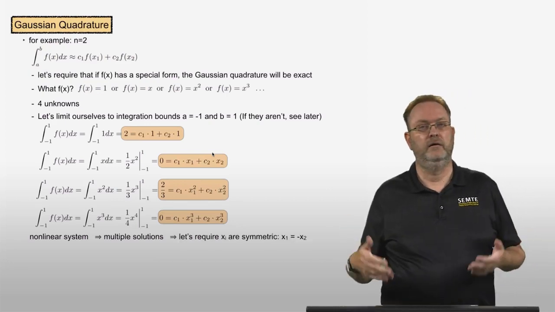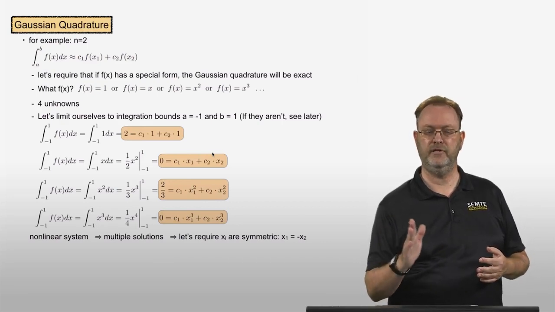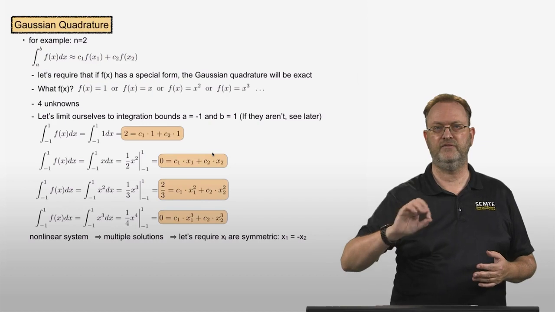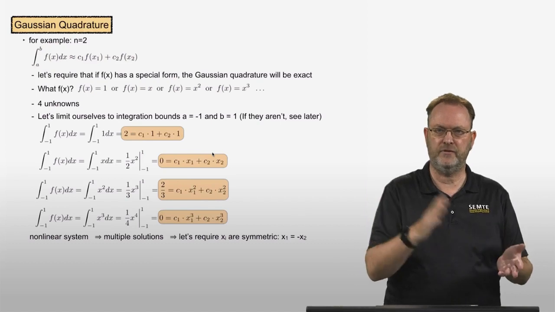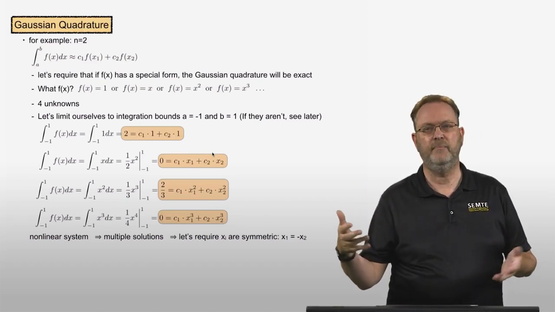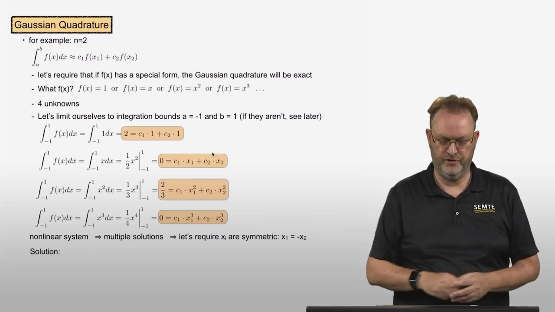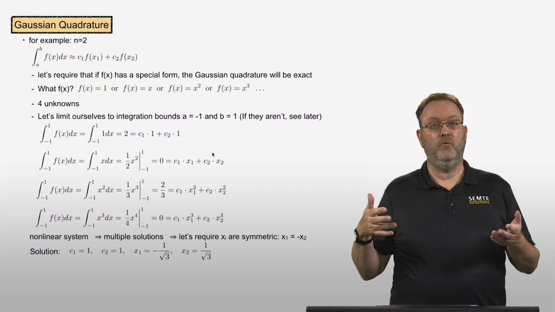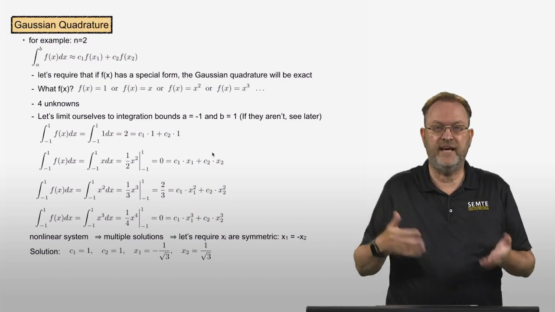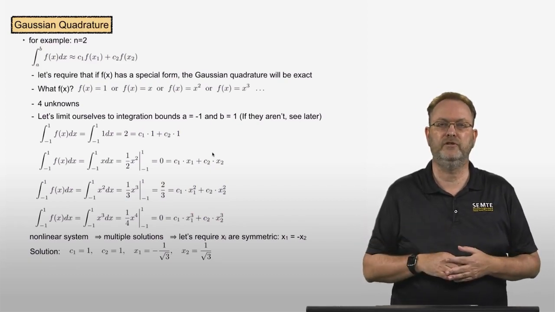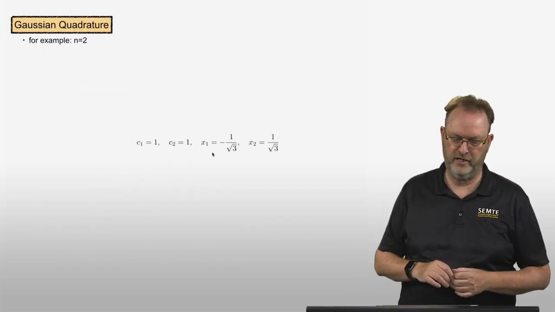And let's require that the xi are symmetric around the middle of this integral. The middle of the integral from -1 to 1 is at 0, which means x1 and x2 have to be symmetric around 0, so x1 has to be minus x2. If we add this additional requirement, we'll find a unique solution. The solution is that the weights c1 and c2 are 1, and the 2 points are x1 is -1 over the square root of 3, and the second point x2 is +1 over the square root of 3.